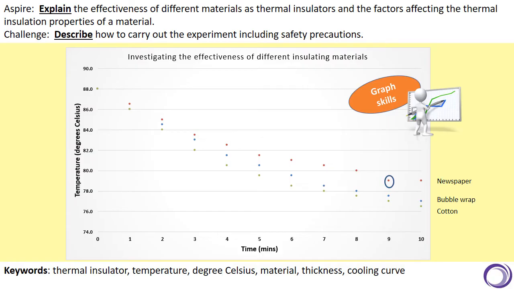Here's the results then as a cooling curve. So time along the bottom, temperature up the side. So we've got three plots, one for the newspaper that's in red there, one for the bubble wrap that's in blue, and one for the cotton that's in green. And we can have 3 separate curves for those. So let's look at graph skills a second, and I'll talk you through what we can do with this graph.